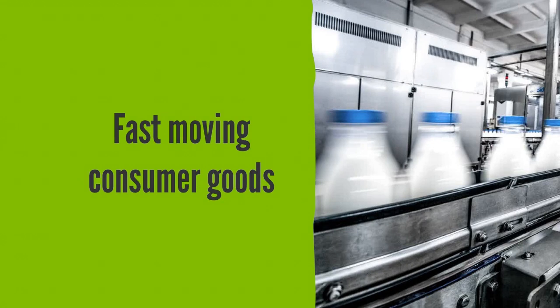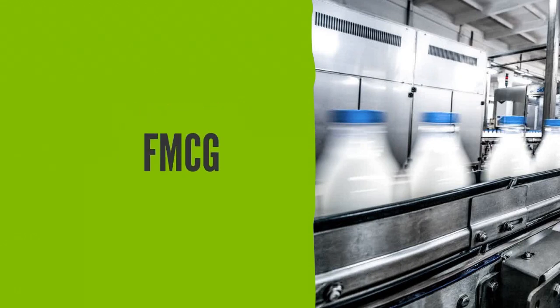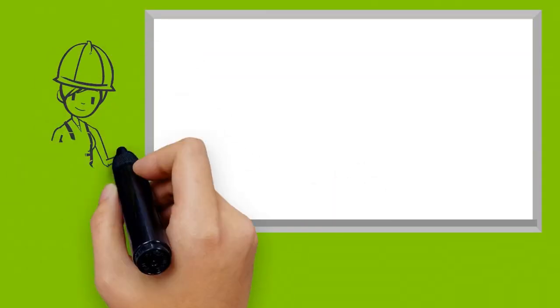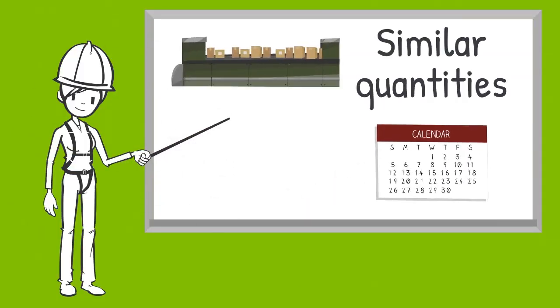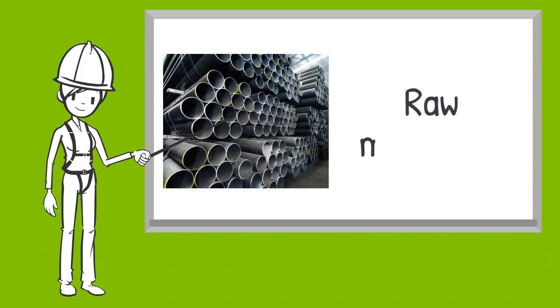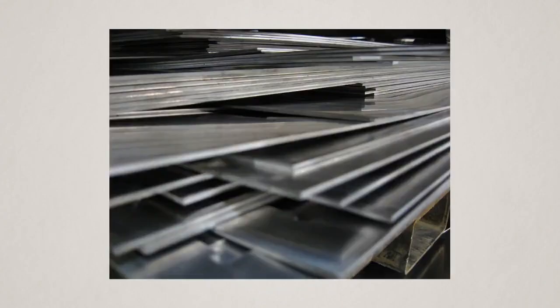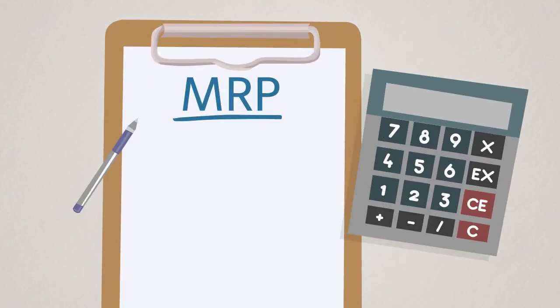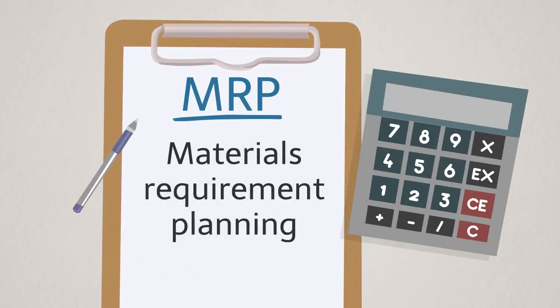However, in some environments where fast-moving consumer goods, FMCG, are manufactured, manufacturing according to a steady forecast can have benefits. It is much easier to plan production if similar quantities are produced every month, and it is much easier to control the purchase of raw materials in a push environment. Raw materials, which are purchased to meet the production requirements, are based on a calculation called MRP, or Materials Requirement Planning.